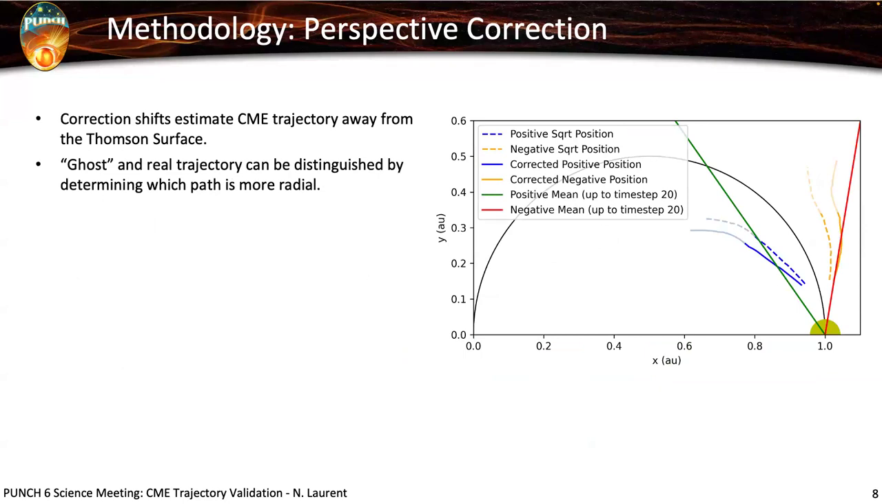So this perspective correction results are shown on the right here for that same CME we've been looking at this entire time. We can see that the orange solid and the blue solid lines are after the perspective correction. And again, even more so now, the orange line seems to be the actual trajectory of the CME, and the blue line is not radial. So that would be the ghost trajectory. And the orange line does deviate near the end, and that is due to the background subtraction method and the fact that the CME is optically thin.